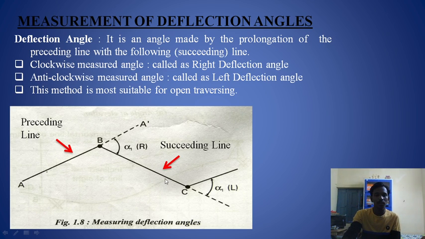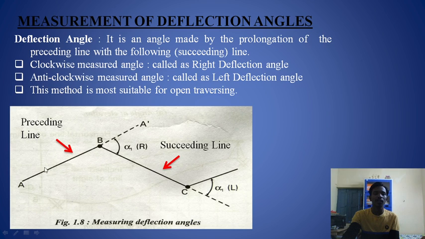Then, by loosening the lower clamp screw, direct the telescope towards object A and bisect object A accurately. Again tighten the upper clamp screw and lower clamp screw, set vernier A to 0 degrees, and transit the telescope towards A dash. Now, by loosening the upper clamp screw, bisect object C and read vernier A and vernier B, and this will give you the face right observation. If you measured the face left observation first, then the second set will give you the face right observation.